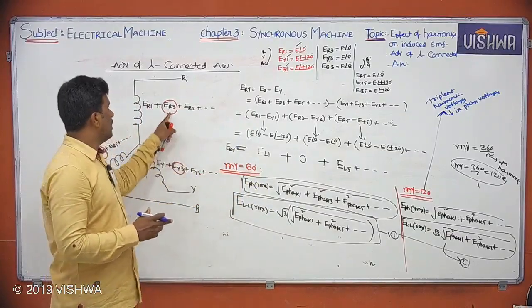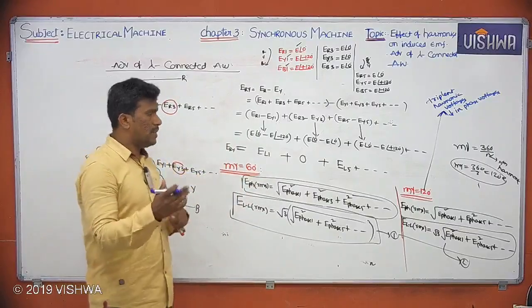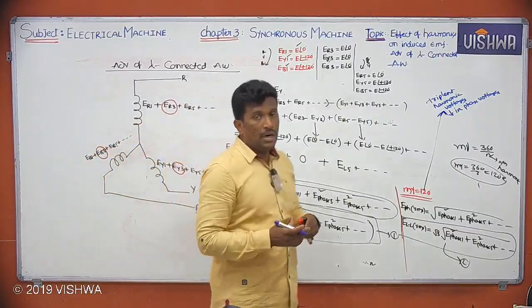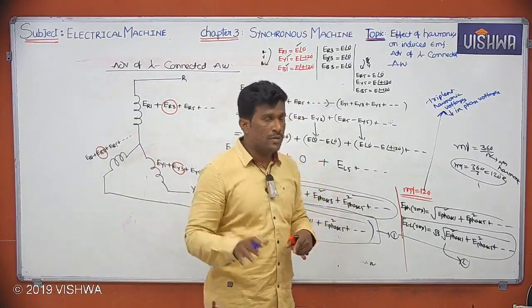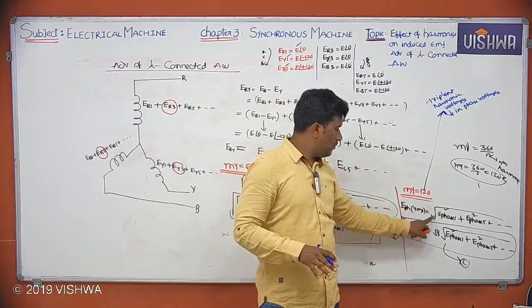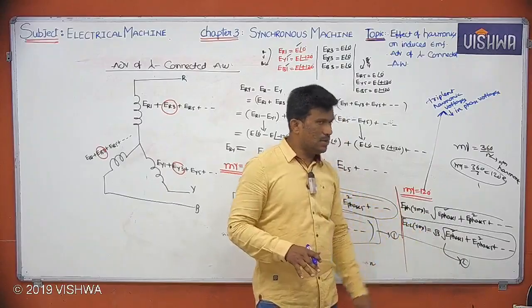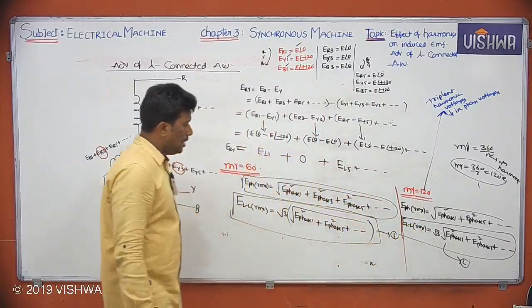No problem, let it be here, but when it comes to line, it will not be there. Suppose if you want to eliminate triplen harmonics in phase voltage itself, M gamma 120 you have to maintain. So here in phase you cannot see third harmonic EMF, and in line also you cannot see third harmonic EMF. Now tell me guys, I'll ask a simple question.